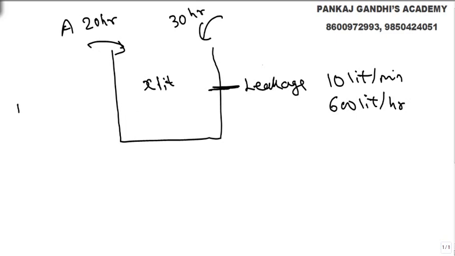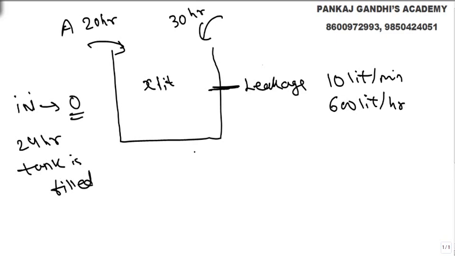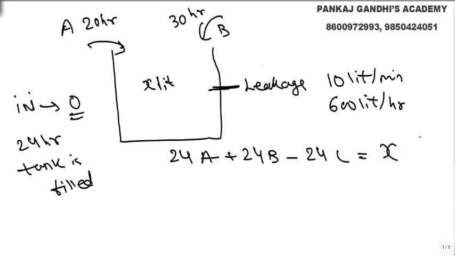They are all started when the tank is empty, initially zero, and at the end of 24 hours, the tank is filled. Now we cannot say for 24 hours A fills, 24 hours B fills, and 24 hours leakage empties. This is wrong. The reason is the leakage is at half height.